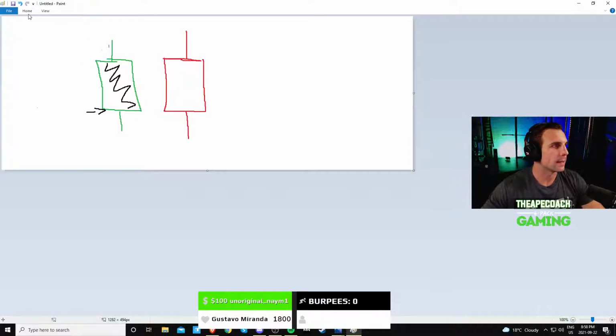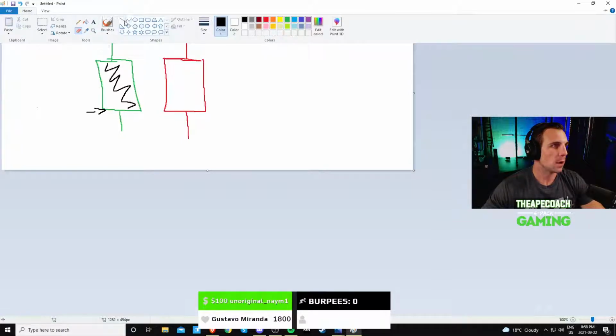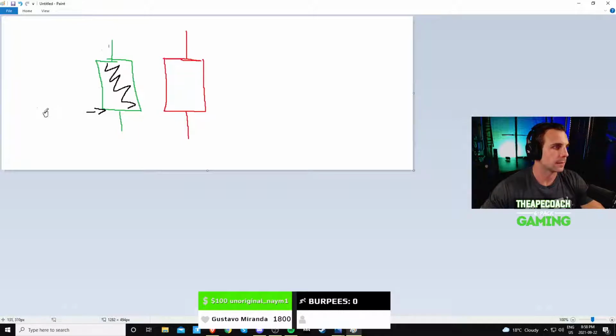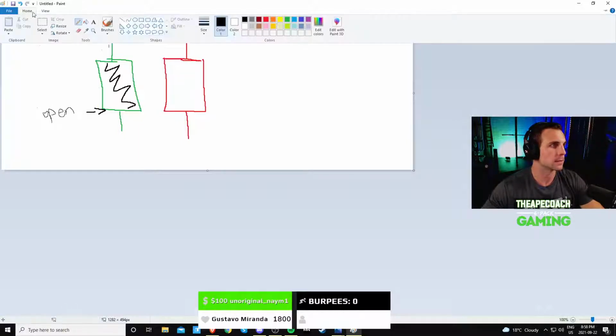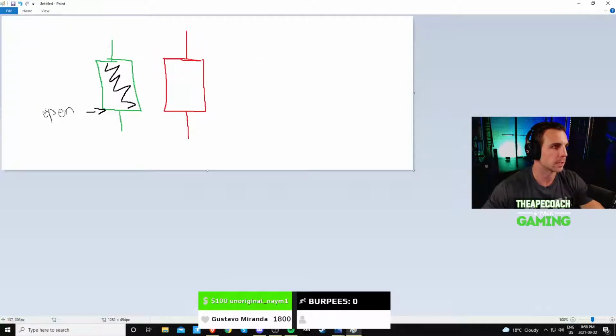Now, when the candle is green, the open of the candle will start right down here at the bottom. Why am I in a super thin pencil now? Sorry, chat. I am a noob when it comes to using Paint, apparently. Is this a brush? There we go. That's better. So the open is at the bottom and the close is at the top.